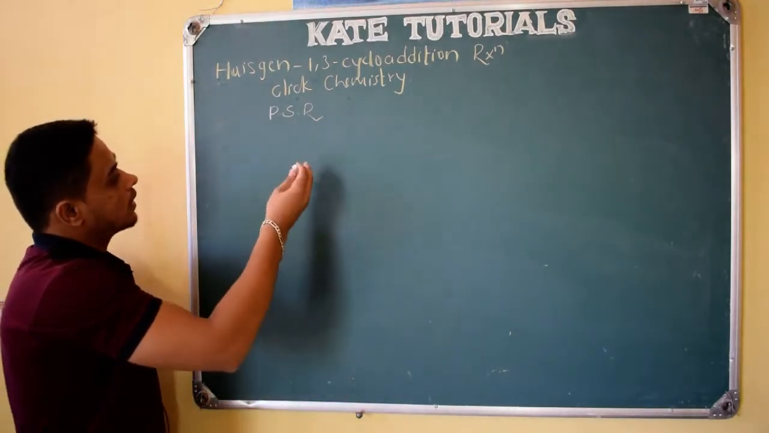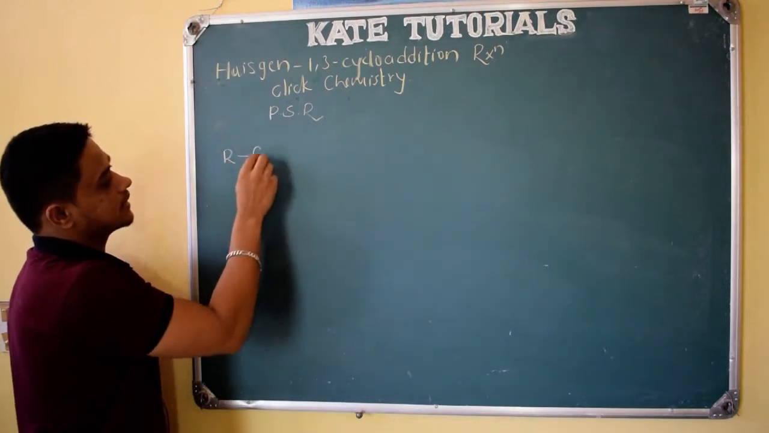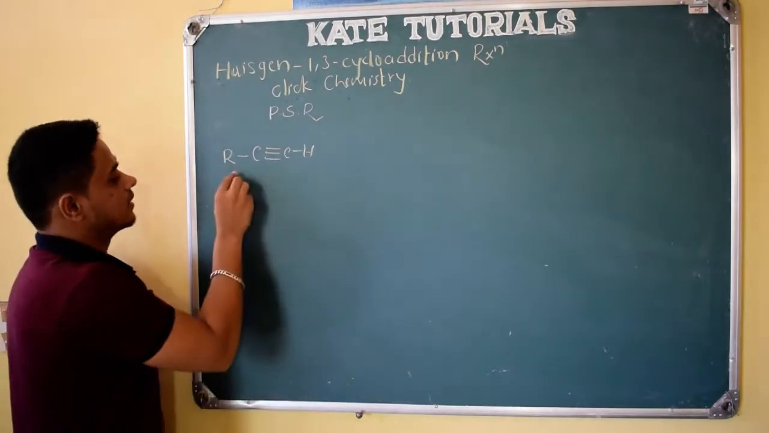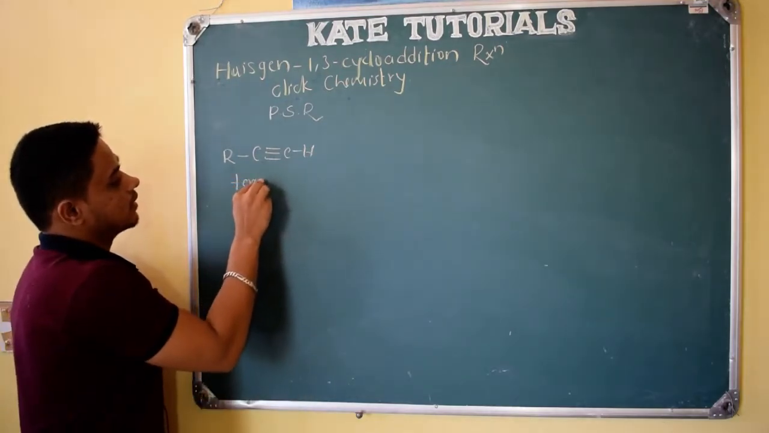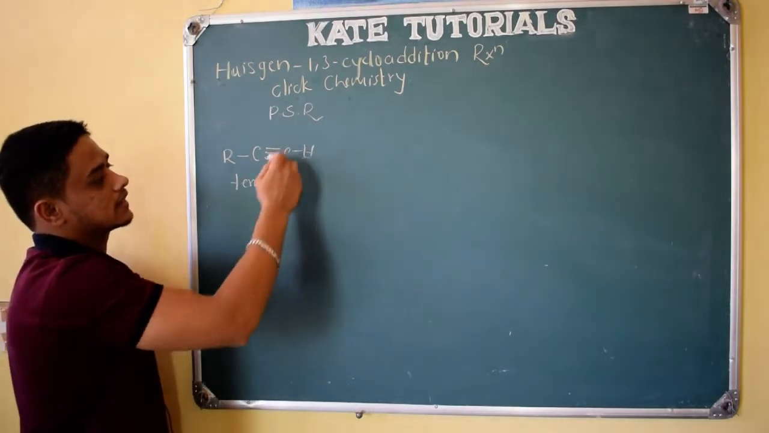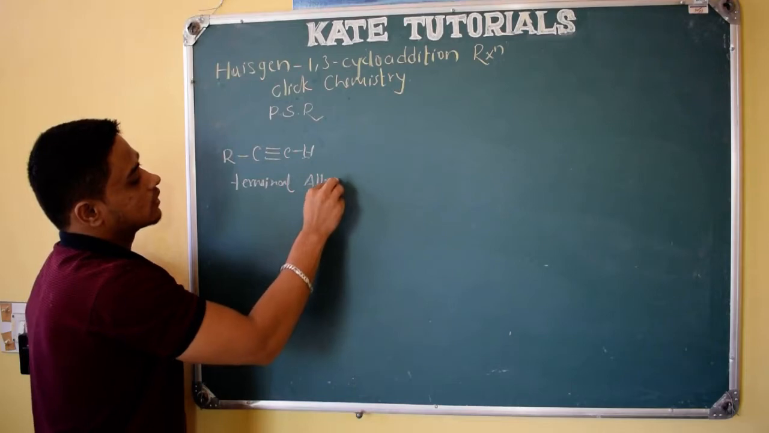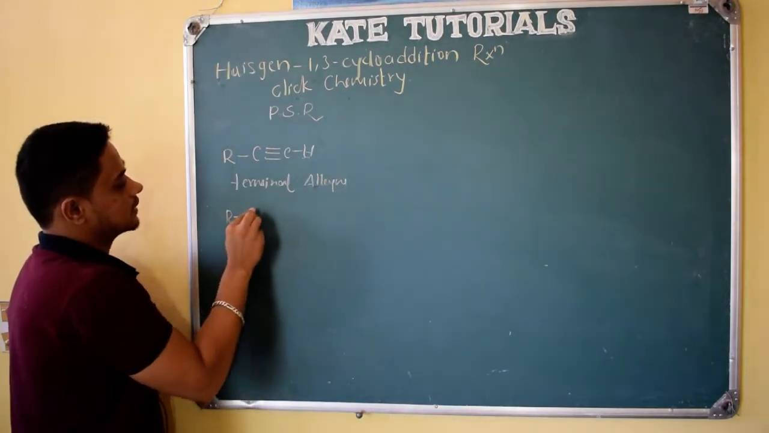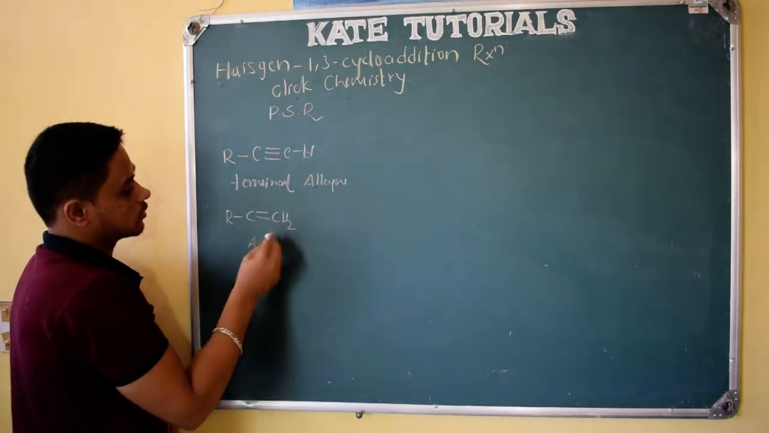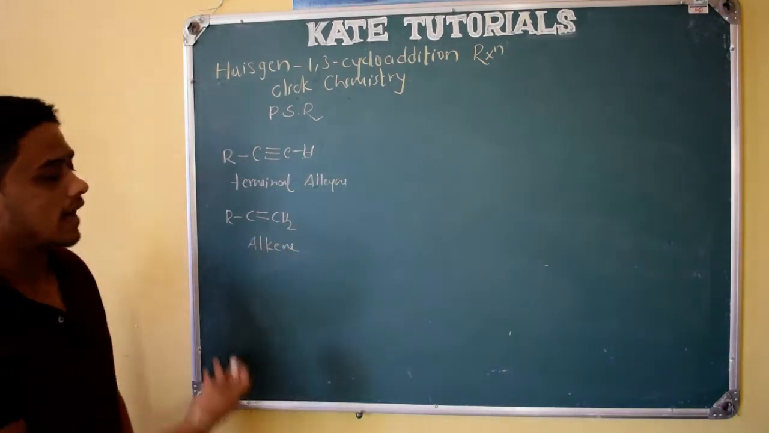So what are the reagents? Here we use RC triple bond CH. This is a terminal alkyne. We call it terminal because the hydrogen is acidic, and the triple bond is at the terminal position. Or we can also use RC double bond CH2, an alkene. This is also called a terminal alkene, right? So we can use an alkene or an alkyne.